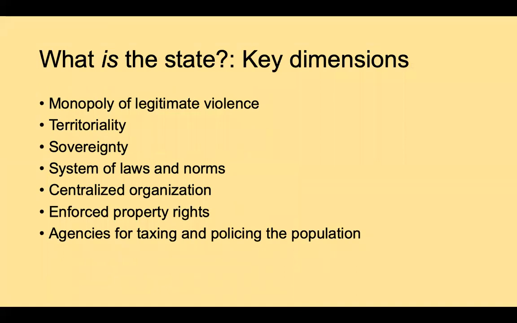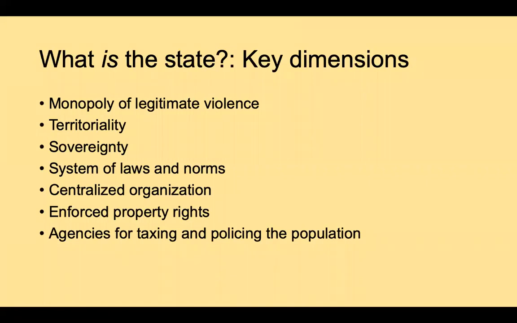Now, what are the key dimensions that follow from this definition? They are as follows. A monopoly of legitimate violence, a specific, well-defined territoriality, sovereignty. It alone independently decides within that territory. A system of laws and norms.